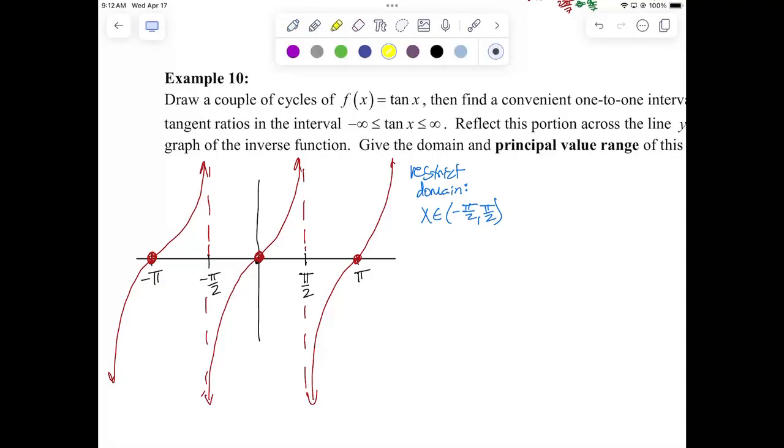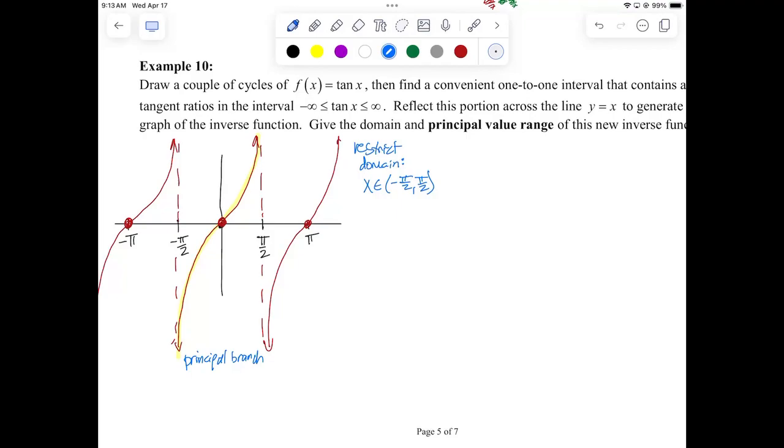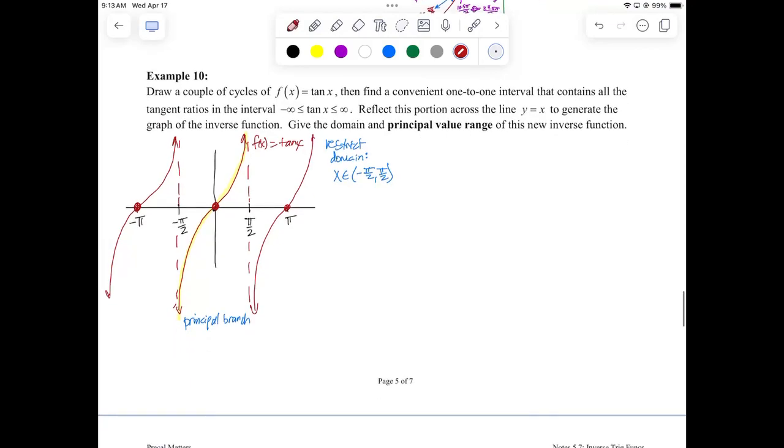So, yeah, you're right. If you just look at this principal branch, remember back in the day, we called this the principal branch? It's the main branch. You could use that main branch and the main branch only. And if you reflect that graph across the line y equals x, let's go ahead and label this one as f of x equals tangent of x. If you reflect that across the line y equals x, you get the new function f of x equals either inverse tangent of x, or we use the same notation arctangent of x. Here's what the graph is going to look like.